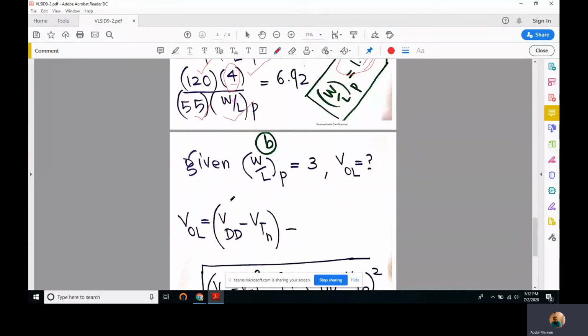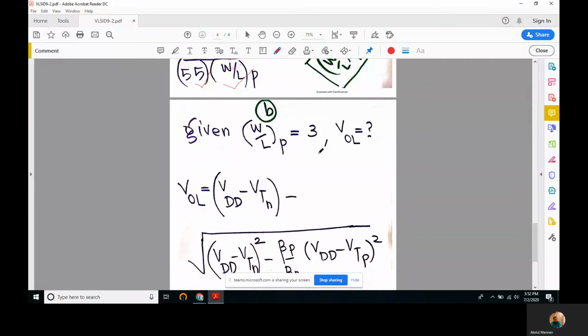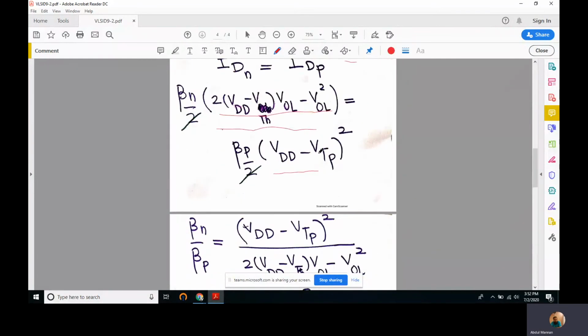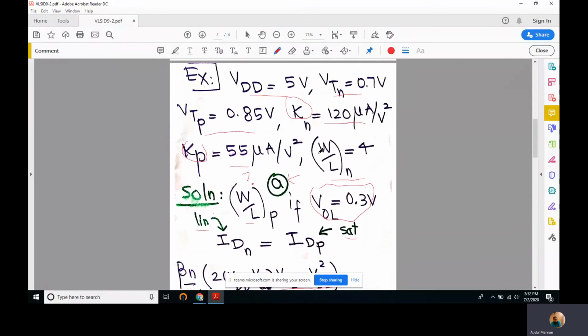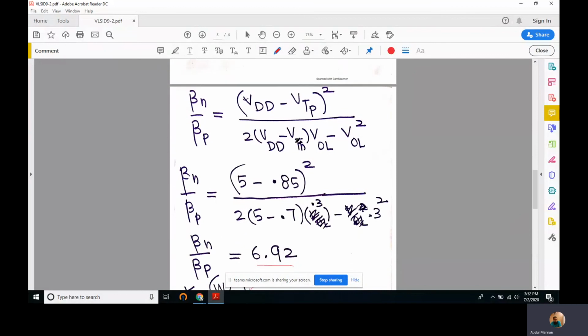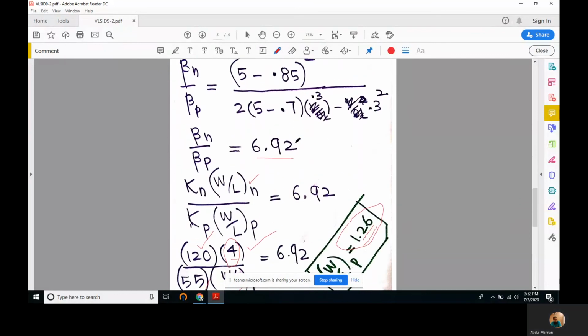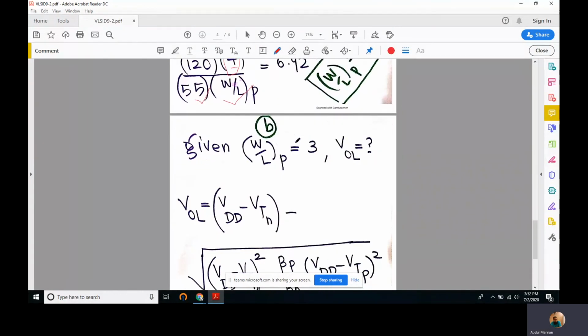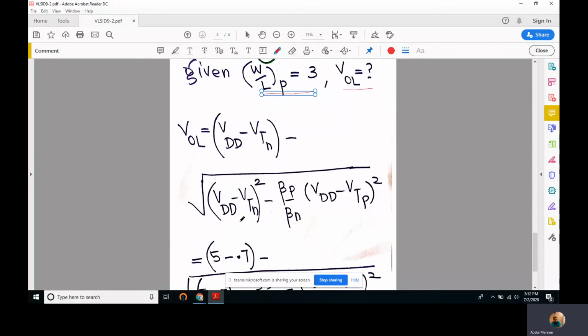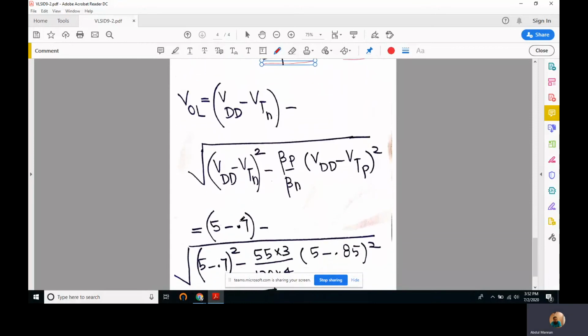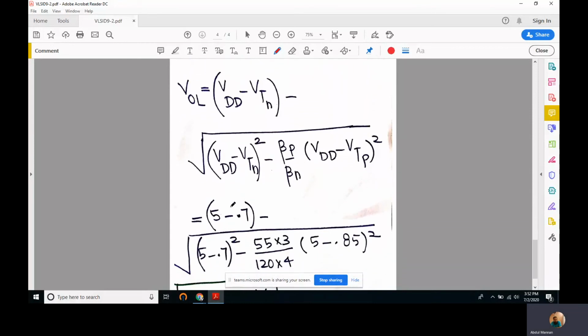In part B, we are given the aspect ratio of P and all other things given up till here. Plus we are given that the aspect ratio of P is 3, and we need to find VOL. So we'll use the formula that we studied in lecture 9.1, and we'll keep on putting things in. VDD minus VTN, 5 minus 0.7, squared.